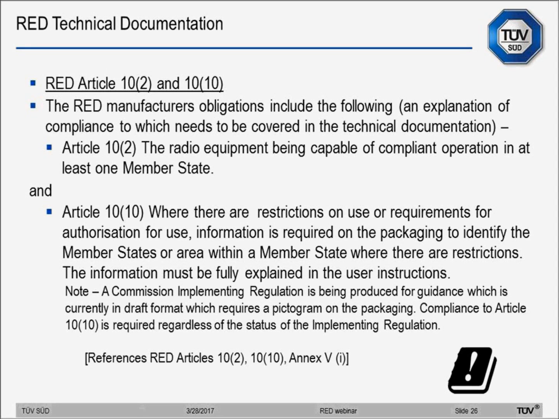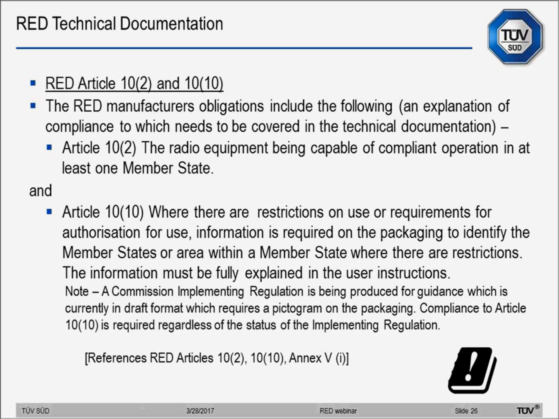For Article 10.2, the manufacturer needs to confirm that the radio equipment has compliant operation in at least one member state, and for Article 10.10, where there are restrictions on use or requirements for authorization for use, information is required on the packaging to identify the member states where the restriction is. This packaging information must be fully explained in the user instructions.